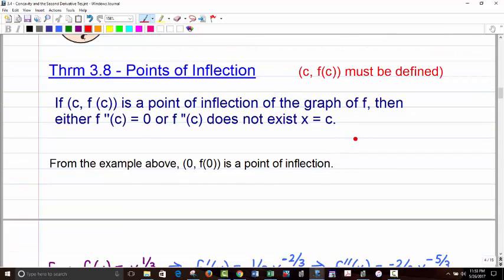And this is similar to a definition we had that said if you have a relative min or max, then for sure it came from a critical number. Well, this is saying if you have a point of inflection, then either f double prime of c is 0 or f double prime of c does not exist at c, but not a discontinuity. Then f of c, and remember that was what I was telling you earlier. That's that point which we just saw was (0, 2).